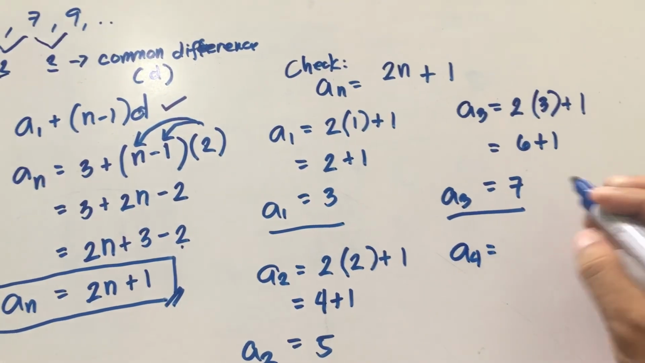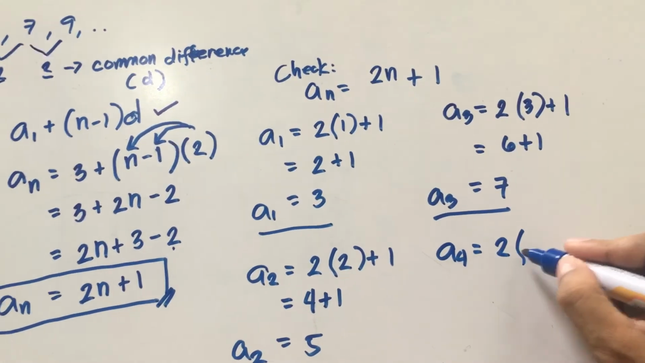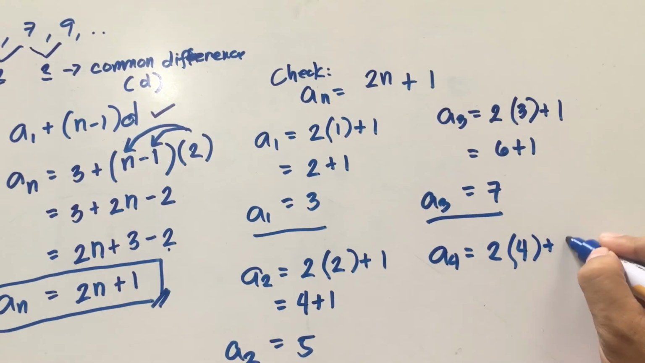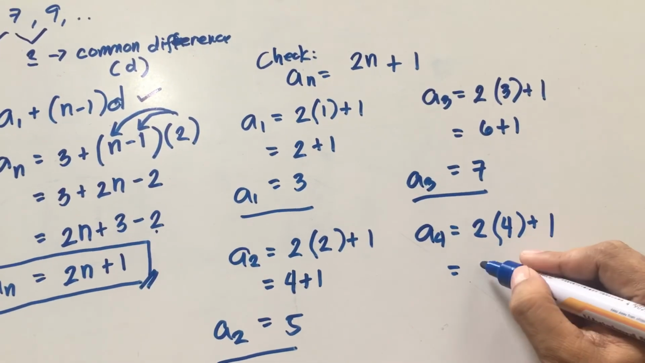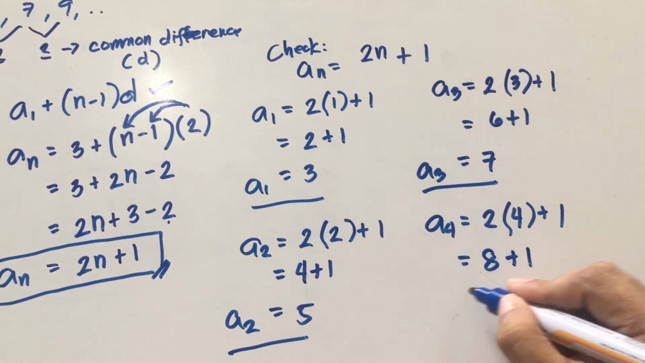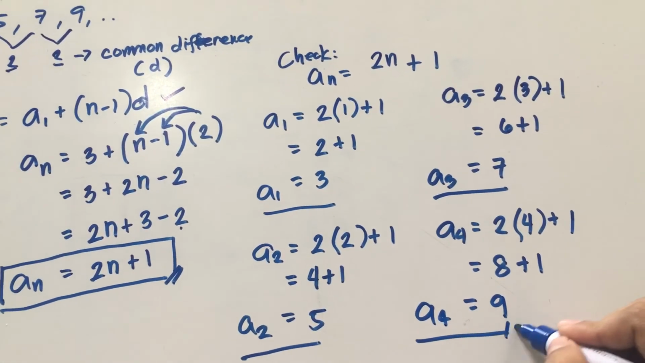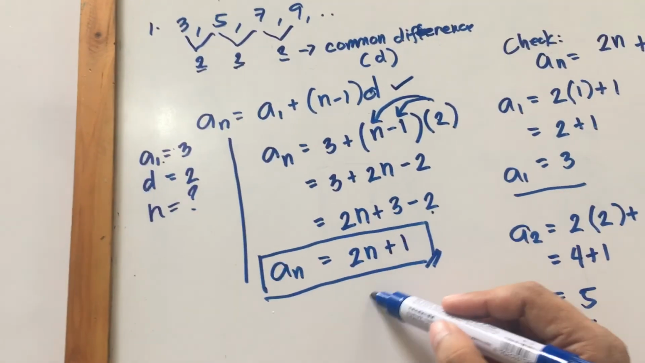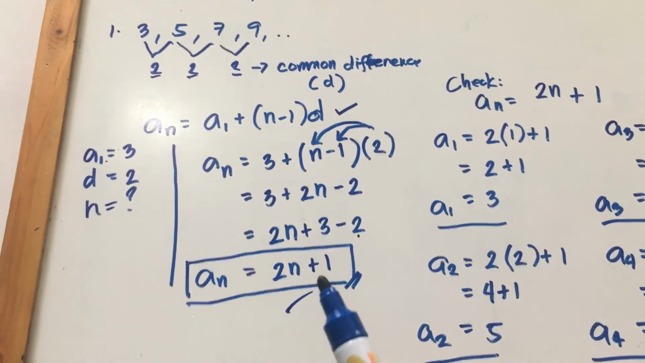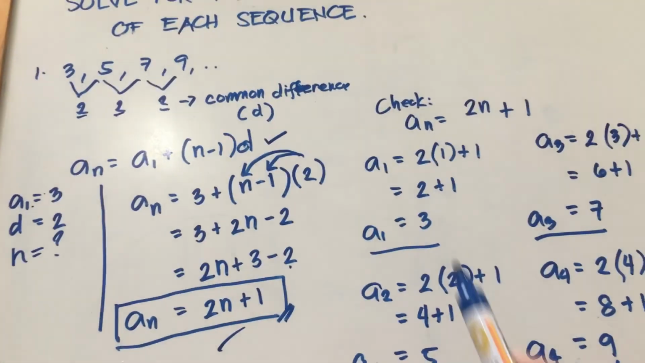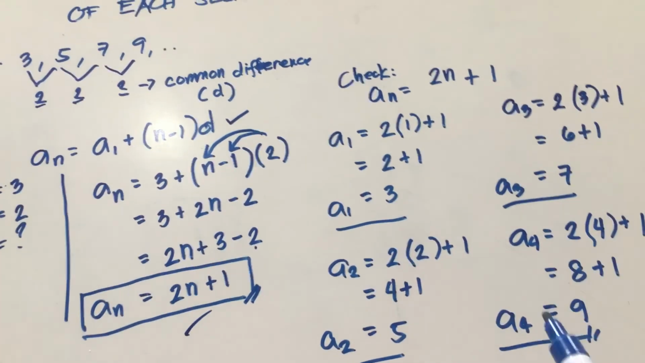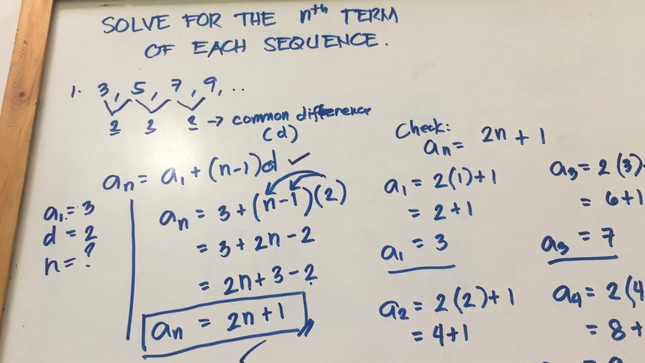Or the fourth term. So, 2, again, your n is 4, plus 1. So, 2 times 4, you get 8. So, 8 plus 1 is equal to 9. So, we get the correct answer. So, therefore, this is the final nth term of your sequence. Because when we check, you get the correct sequence. Okay? Thank you.